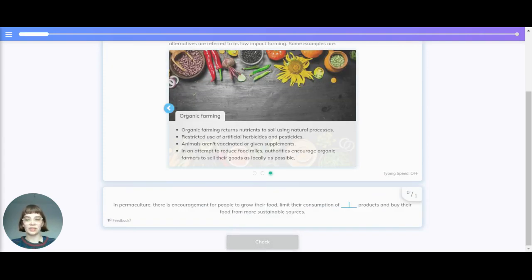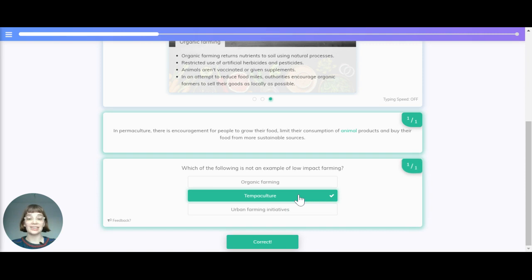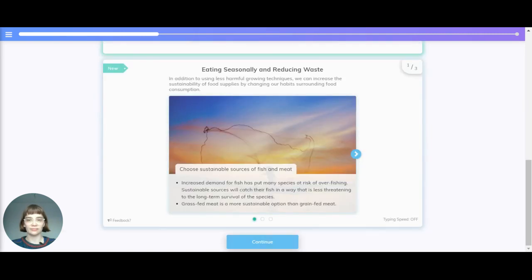Let's just recap that. So in permaculture, there is encouragement for people to grow their own food, limit their consumption of animal products, and buy their food from more sustainable sources. What is not an example of low-impact farming? So, organic farming, permaculture, or urban farming initiatives? Correct answer is permaculture is not an example of low-impact farming.